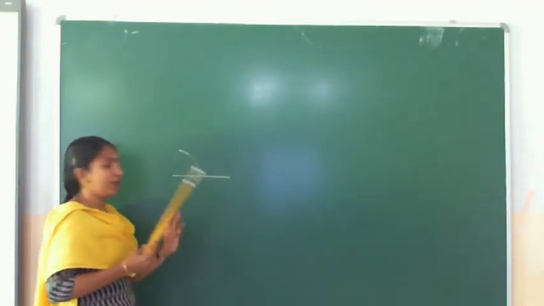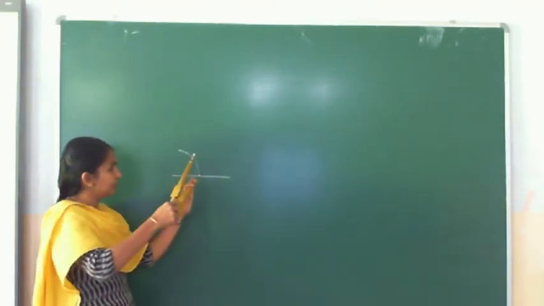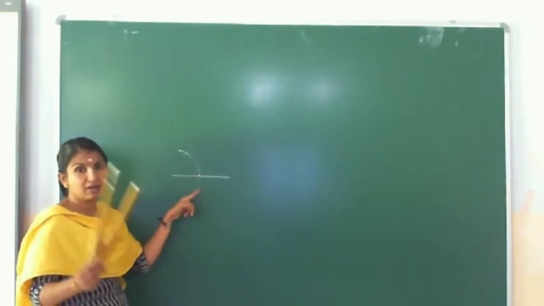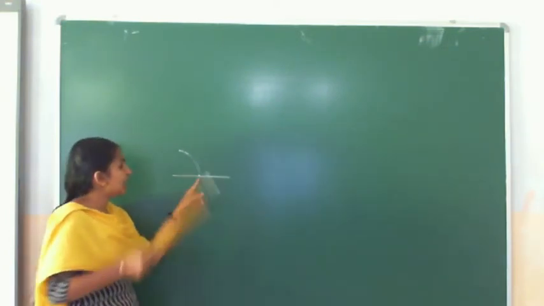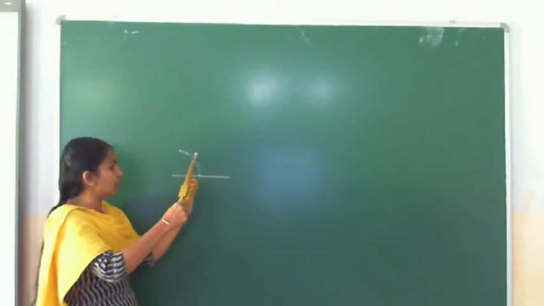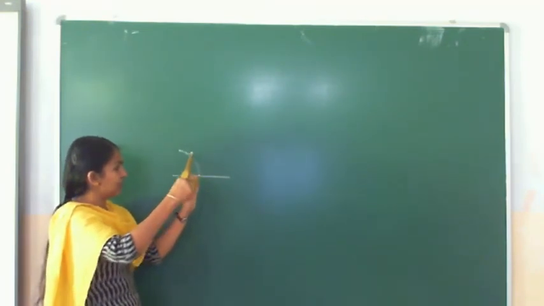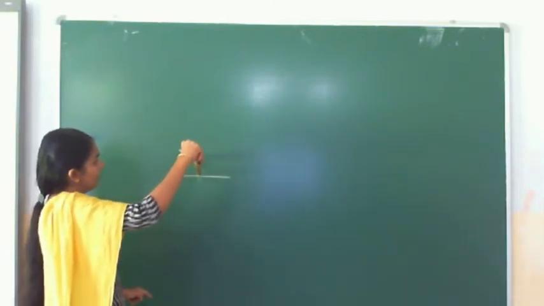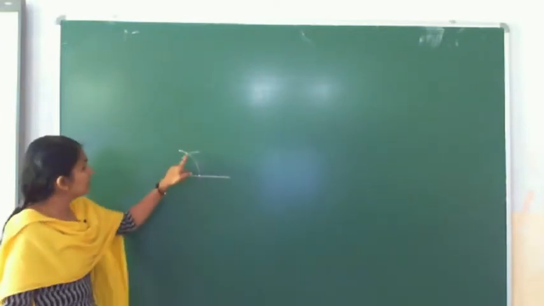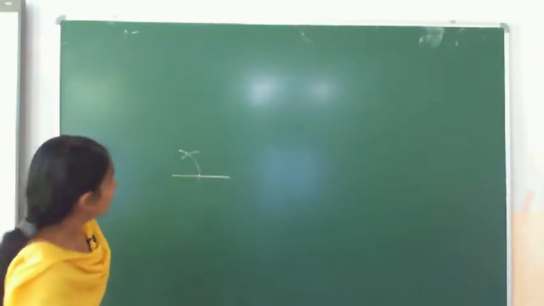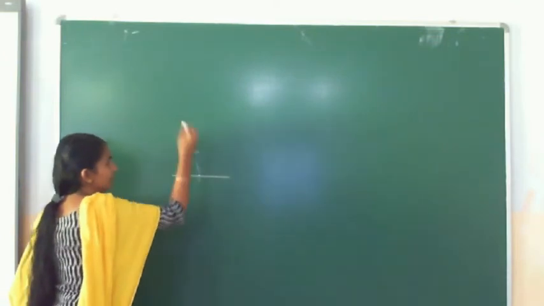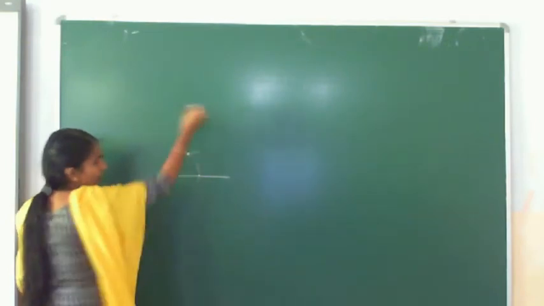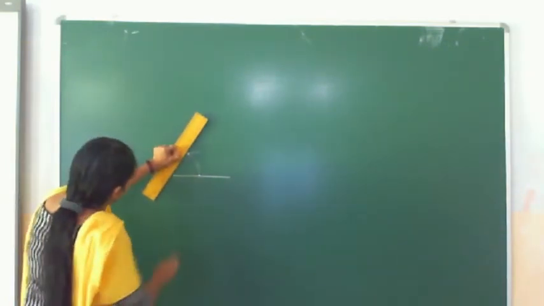Now, take that point in your compass with the same length, that is, the same radius you took to draw this arc. Keeping this point as the center, we have to keep our compass. Then just cut the first arc. It meets in this point. So, that intersecting point is here. Now, the first point is here. Just join these two and draw another line segment.